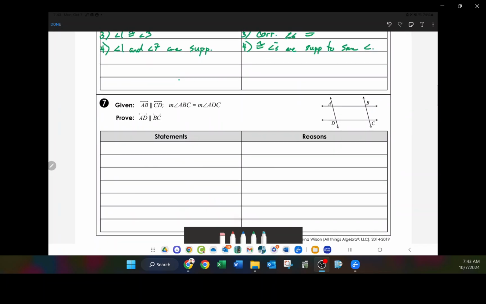Here we have no numbers, only letters. We're going to get good practice on using your angle names here. Something people tend to forget is how to name angles, because we don't do it after a while.